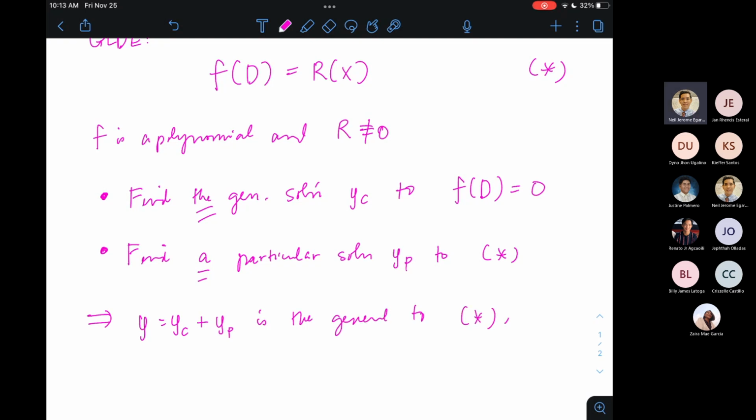to equation star, meaning any solution or any function that will satisfy star, sorry, I forgot the y there, any function y that will satisfy equation star will be of the form y sub c plus y sub p, okay? Now, we have developed several ways on how to do bullet number 2, but that is very dependent on how R of x looks like.